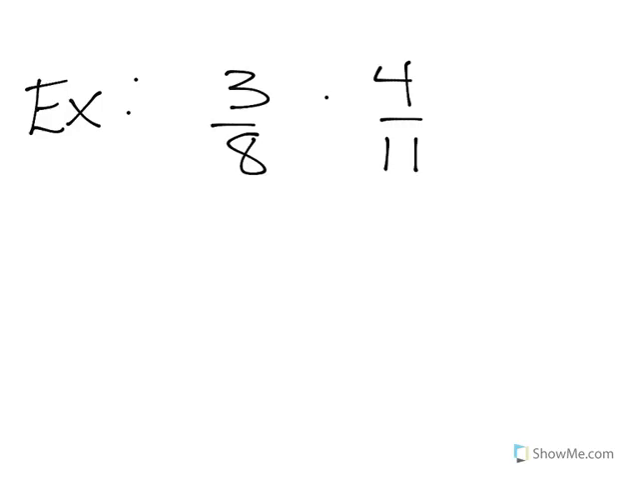So we have the fractions 3/8 times 4/11. Please remember, let's first cross cancel to make these number values a little bit smaller to make it easier in the end to multiply. So we're going to again look at these crosses here. I'm going to look at the 4 and the 8. I can pull out a common factor of 4. So 4 goes into 4 one time, 4 goes into 8 two times.